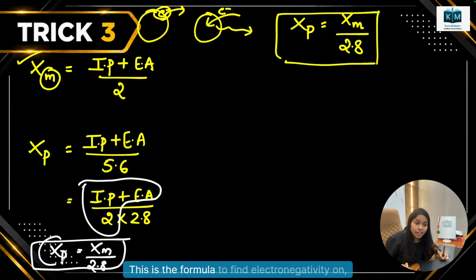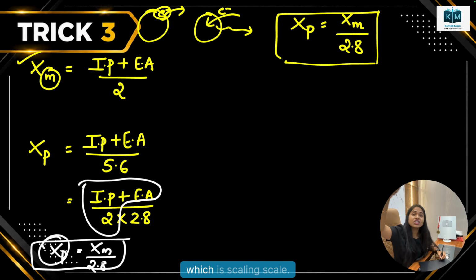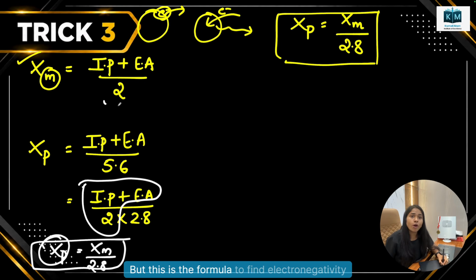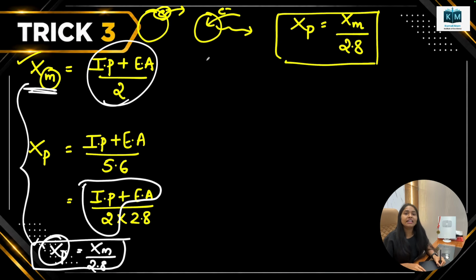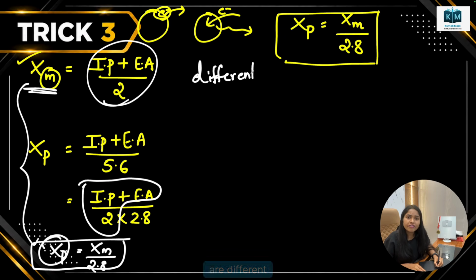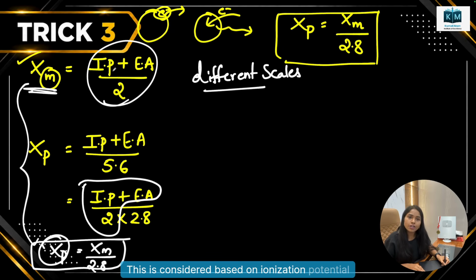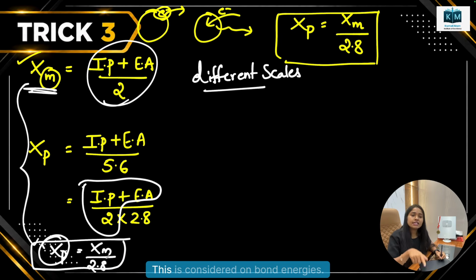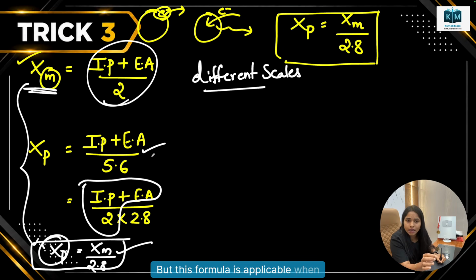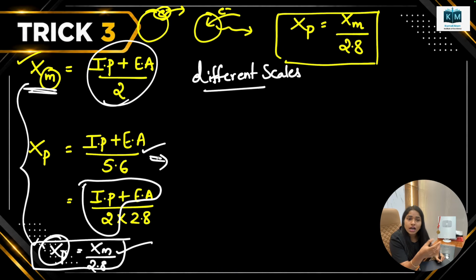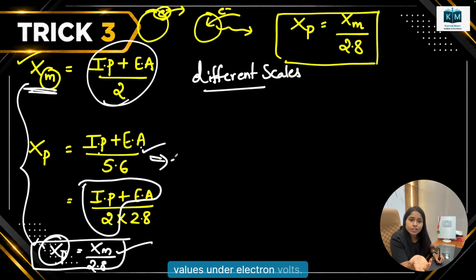This is the formula to find electronegativity on which scale? Pauling scale. But this is the formula to find electronegativity on the Mulliken scale. Both are different scales. One is considered based on ionization potential and electron affinity, the other on bond energies. But this formula is applicable when we use values in electron volts.